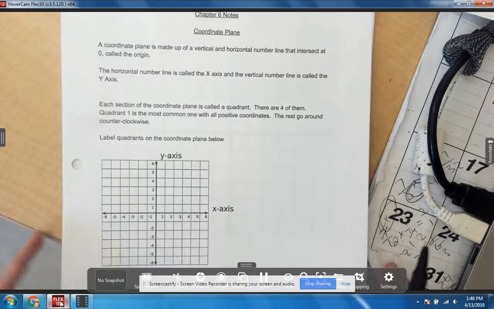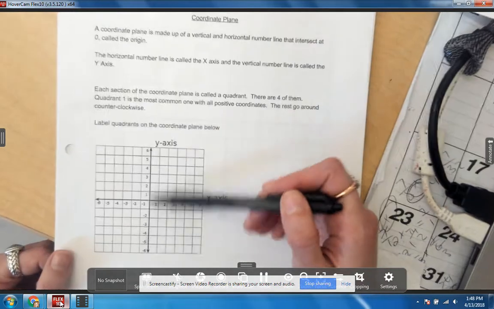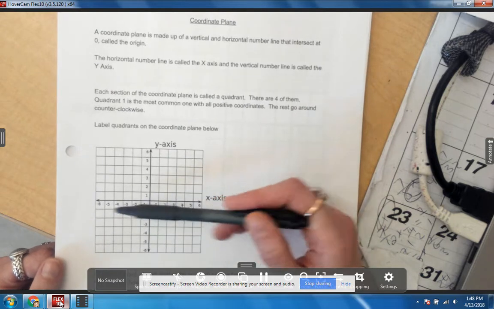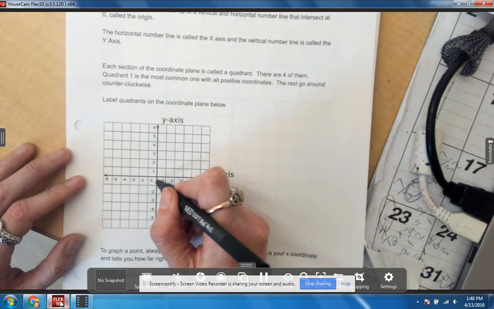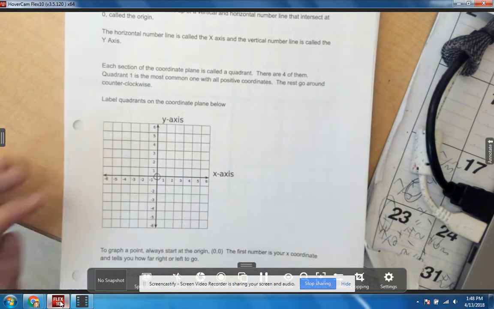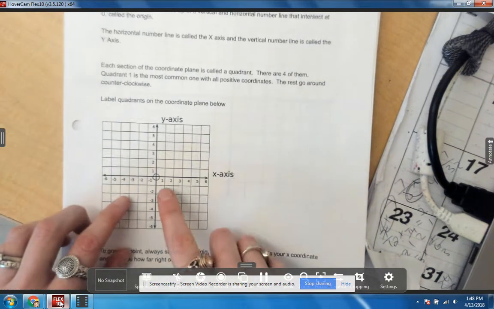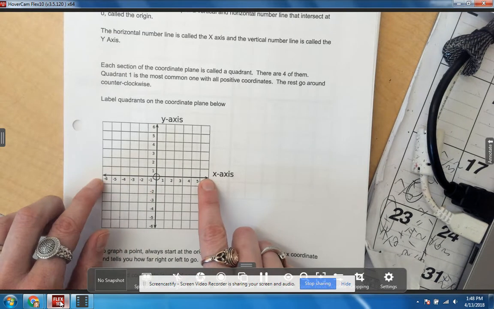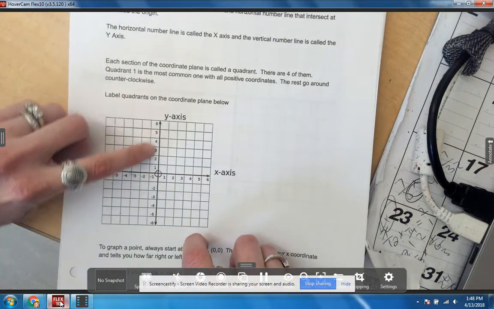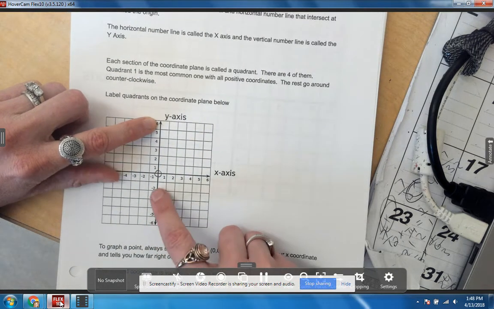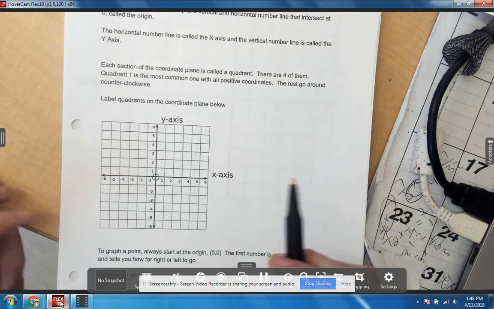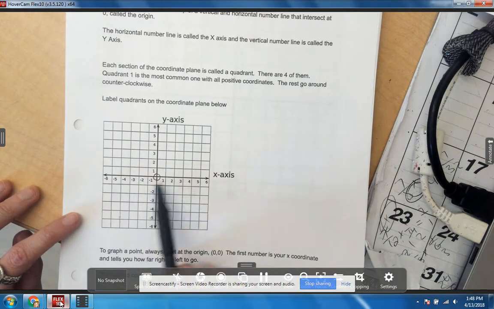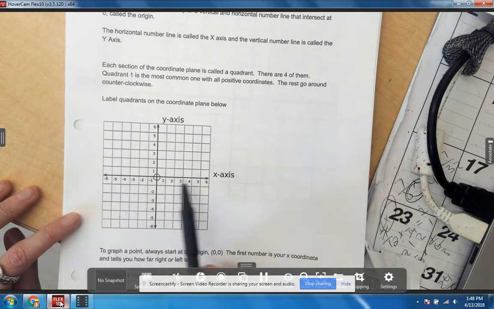So a coordinate plane is made up of a vertical, so that means up and down, number line, and a horizontal number line. They both intersect at 0 on both of them. So that is called the origin. Right here is where the 0 is. On the horizontal, we have positives on the right, negatives on the left. On the vertical, positives going up, negatives going down, but they both intersect at 0, okay, which is called the origin. The horizontal number line, so that's the one going left to right, is called the x-axis.